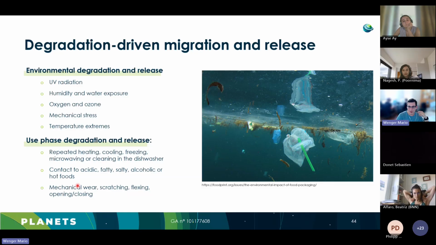because this can also leach out substances of concern. And of course, the mechanical wear. During the use, the scratching, flexing, or opening or closing a plastic box several times can also release unwanted micro- and nanoplastics.